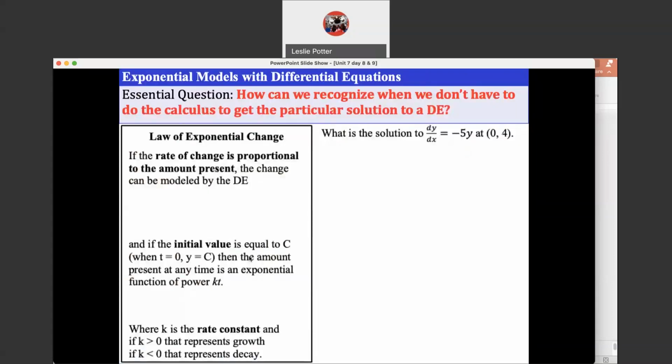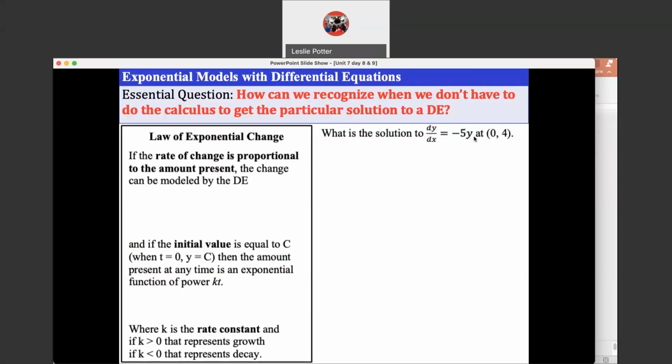Okay, so in a short description, we call this the law of exponential change. What we start out with, and we kind of started the unit with this, is when we have the rate of change that is proportional to the amount present. So we're going to look at what's going on here through the lens of this differential equation. So notice my rate of change, my dy dx, is proportional. My proportionality constant is -5, proportional to the amount present.